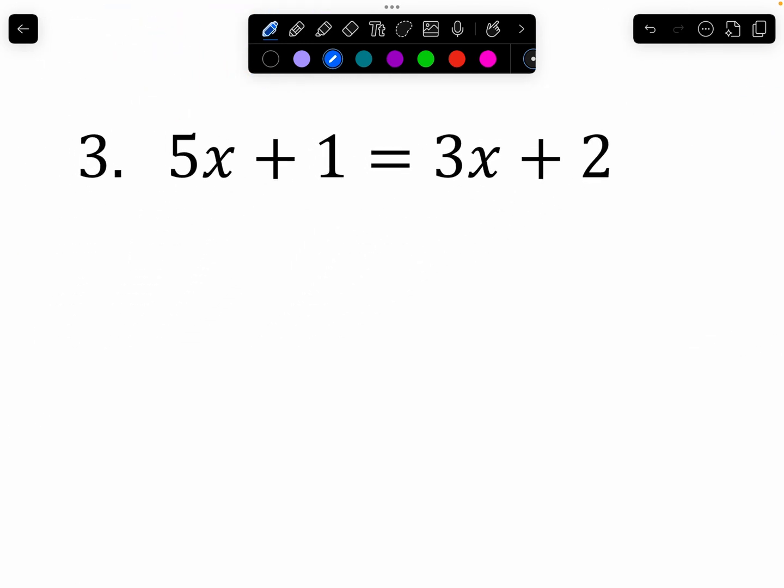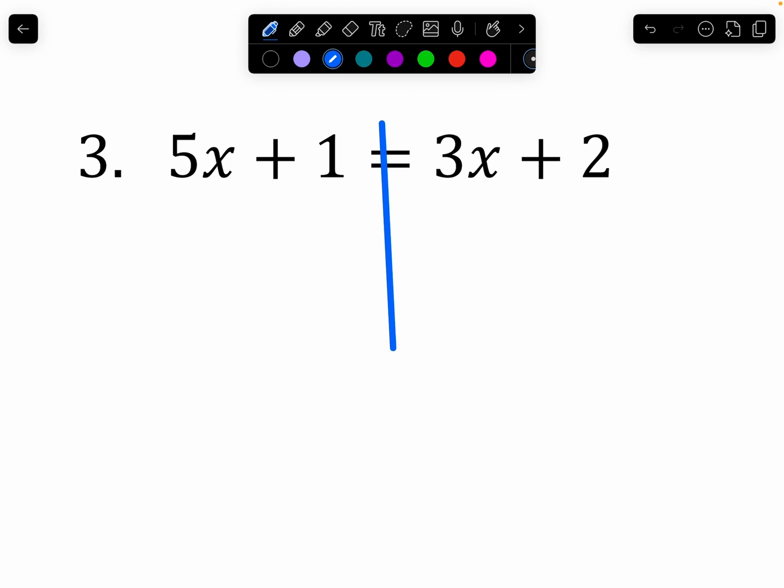Okay. Moving on to number 3, we haven't seen a problem like this where we have a variable on both sides of the equal sign, but the good news is that we can move variables like that 3x and that 5x the same way that we would move anything else. Now, I know that we're in the habit of moving our numbers first, but I am going to suggest that you actually start by getting your variables on one side first if you can.